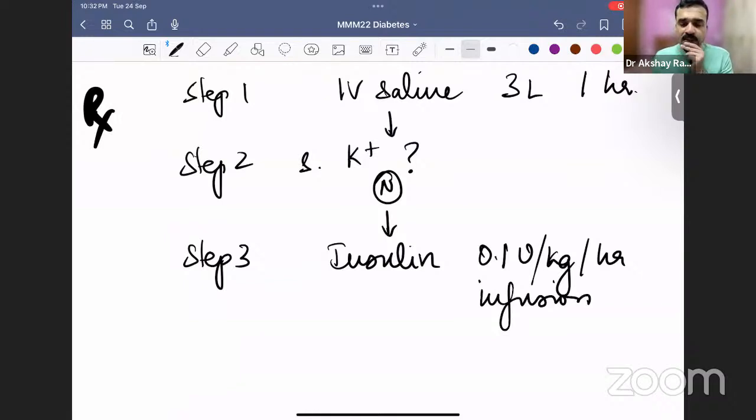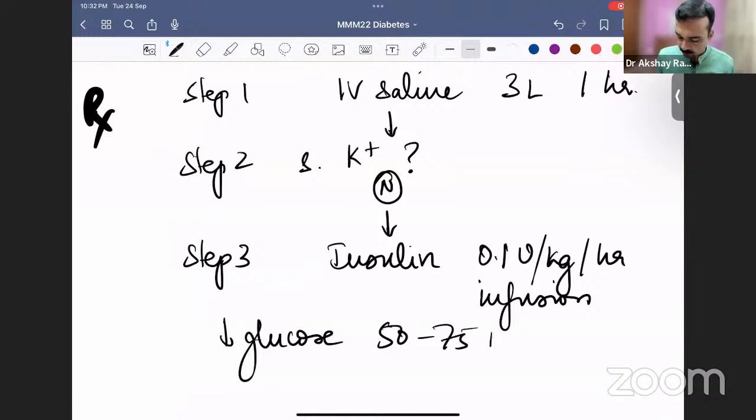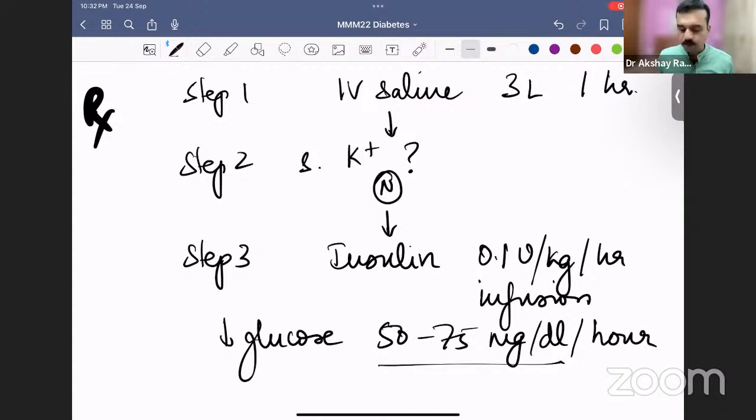What is your target when you're giving insulin in DKA? You try and reduce the blood glucose by 50 to 75 milligram per deciliter per hour. So you need to monitor the blood glucose level every hour, and this should be your target. If your target is not getting achieved, you increase the insulin infusion dose. If you are overshooting, you reduce the insulin infusion dose.